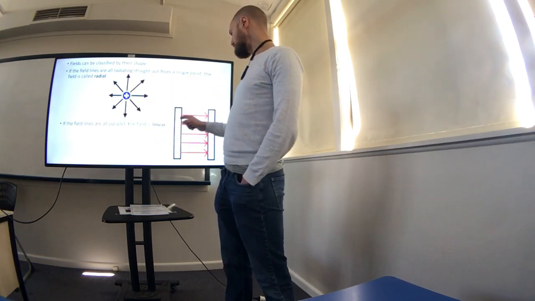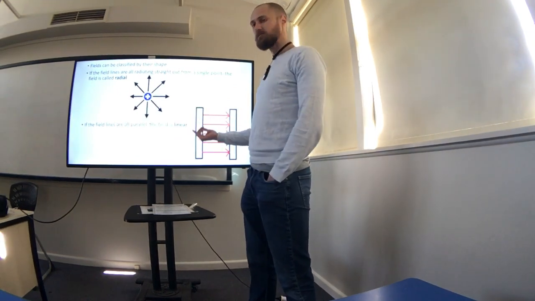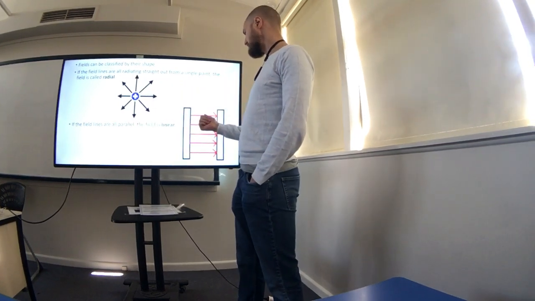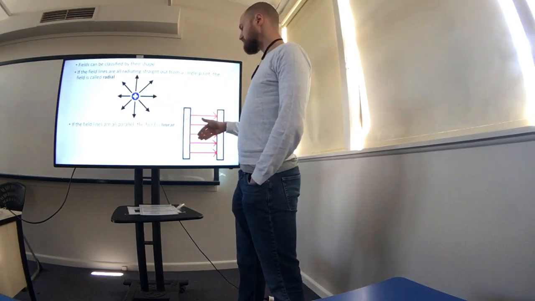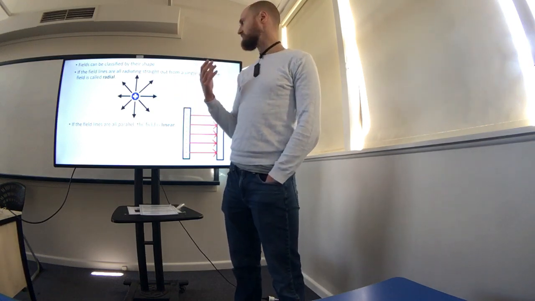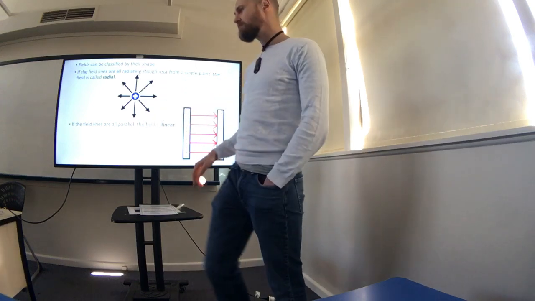If the field lines are all parallel to each other, like between these positive and negative plates, then the field is linear. So here they're not parallel to each other, here they are. This is an electric field and so is this one, but they have different characteristics in terms of their shape. So we'd say that one is radial, one would be linear.